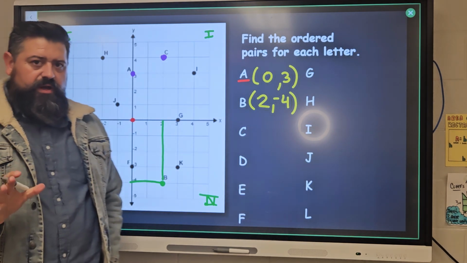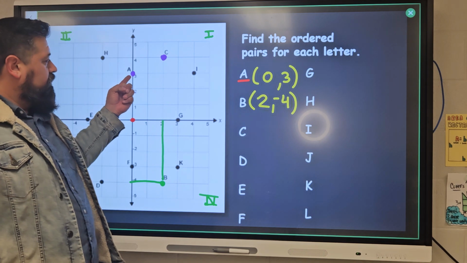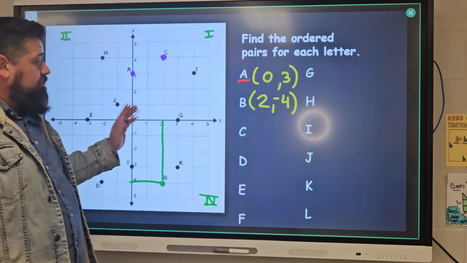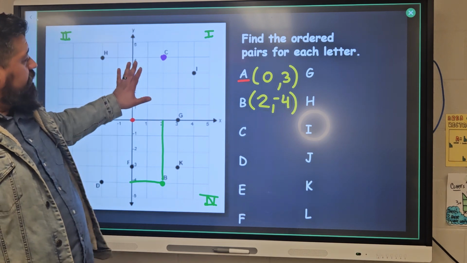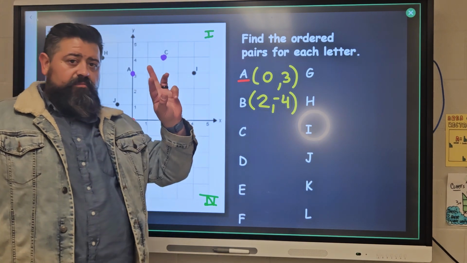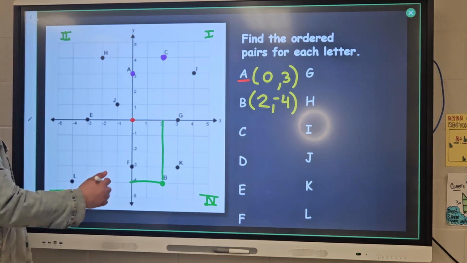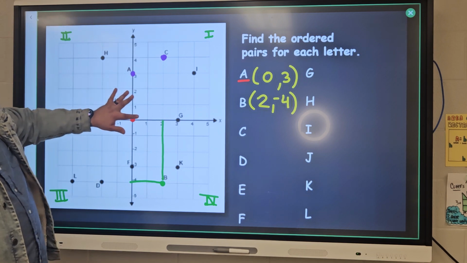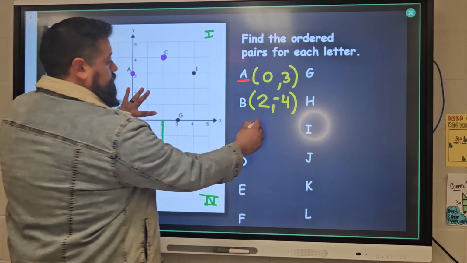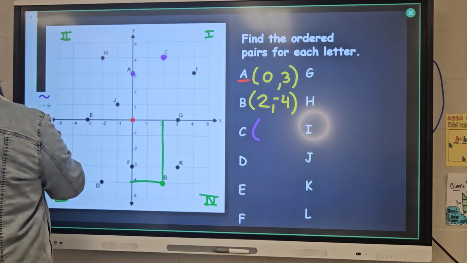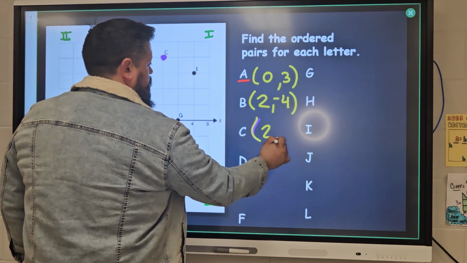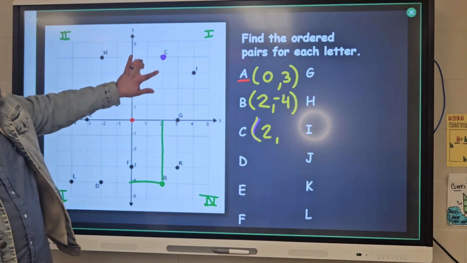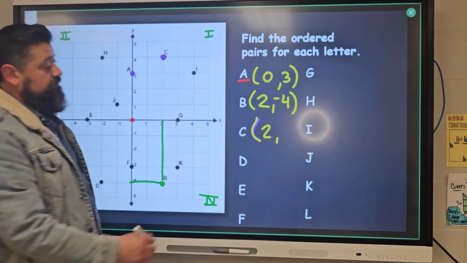C is located in quadrant 1. Now, you look at letter A. Letter A was not on a coordinate. It was only on the y-axis. Okay, so C. It's in quadrant 1, so that means both numbers are positive. You start at the origin. And to get to this point, I need to go to the right 2 units. So you go to the right 2 units. And then how much do you need to go up? 4 units.